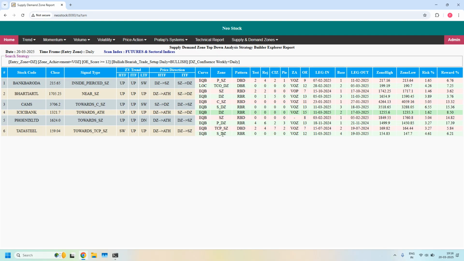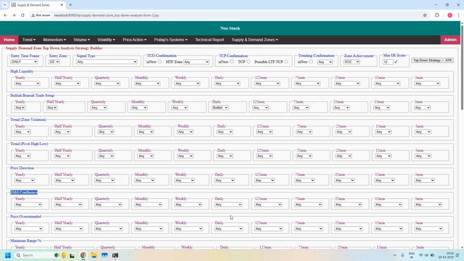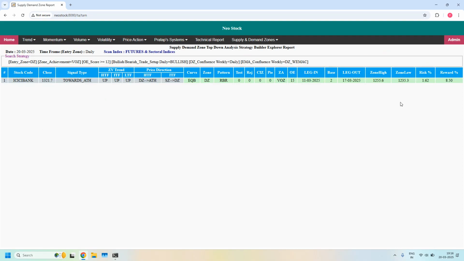We can further filter this list based on EMA confluence, because the daily is part of the weekly. Let us look for weekly EMA confluence, checking weekly demand zone having weekly EMA confluence. Anyway, the trend is up, it is a bullish trade setup. So one stock is filtered. This is a higher probability trade setup supported stock, because the LTF zone is inside the ITF zone and the ITF has ITF EMA confluence.